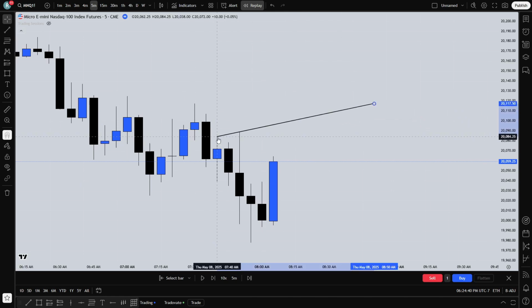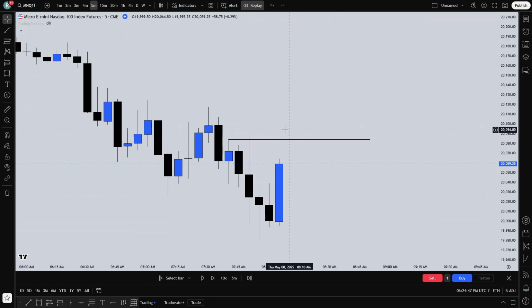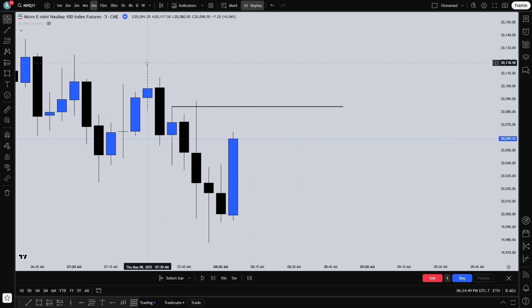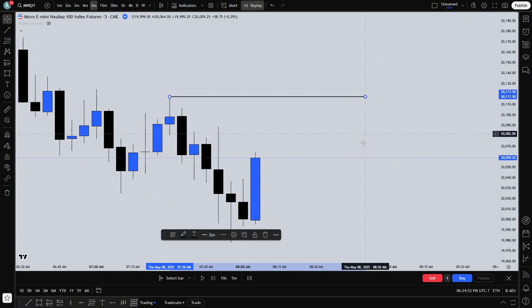Again, why won't this count? Well, it's only one up close candle. It's a slight pullback, but it's not enough confluence rather than this high here, right? So let me go ahead and mark that out.